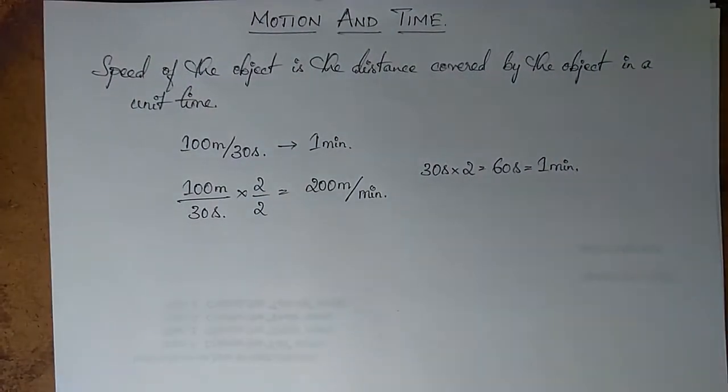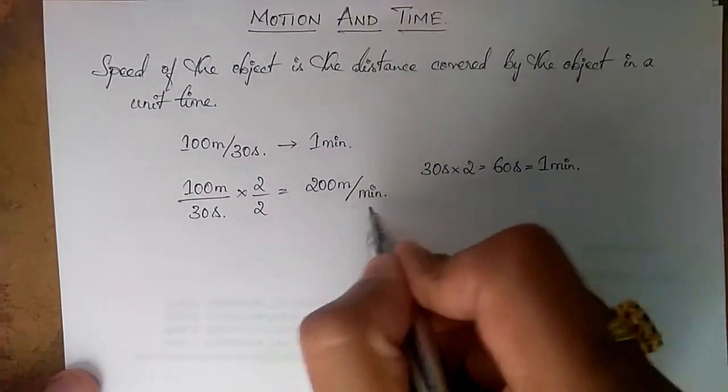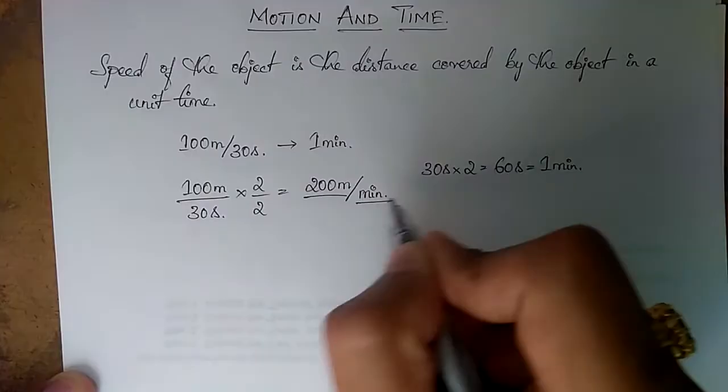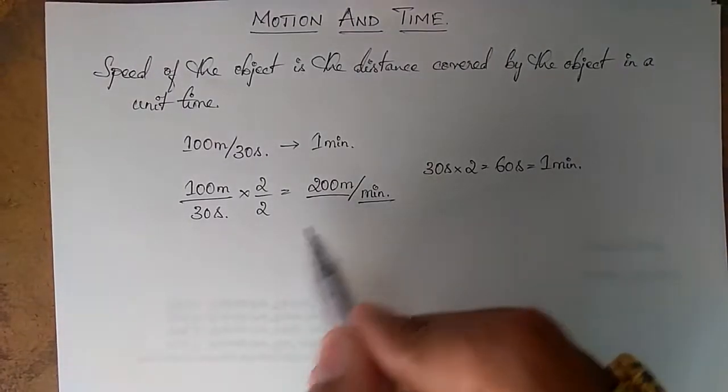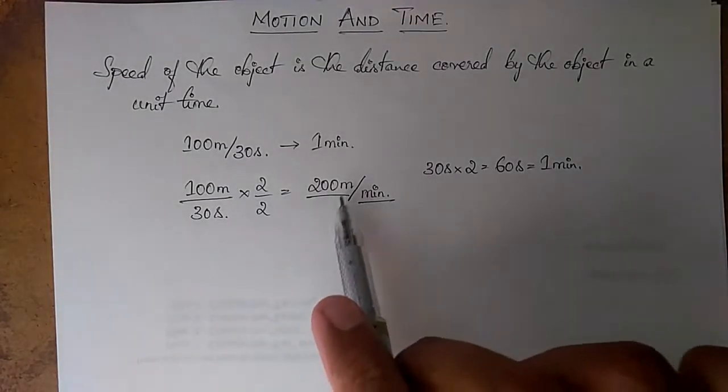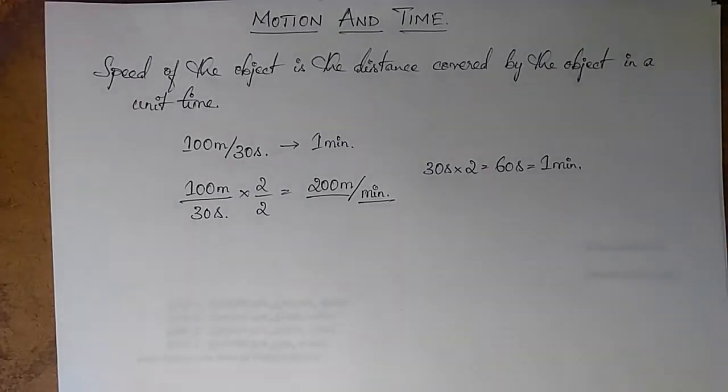This means that the winner travels 200 meters in 1 minute. This condition is only possible when the athlete covers 200 meters with constant speed. That is, when he follows a uniform motion, only then is this condition satisfied.